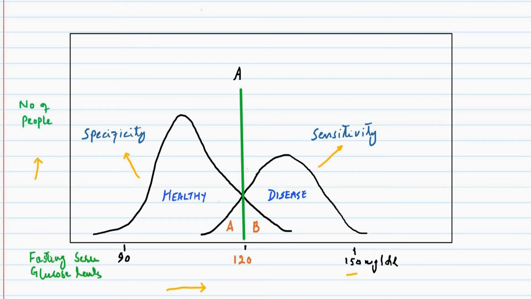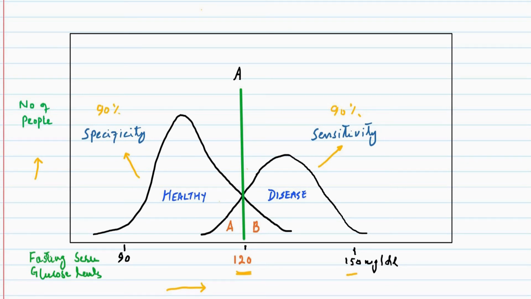In this case, suppose we have decided to have the threshold point at 120 milligram per deciliter. We can see at this level around 90% of people with disease are correctly identified and sensitivity is 90%. Similarly, 90% of healthy people are also correctly identified and specificity is also 90%.